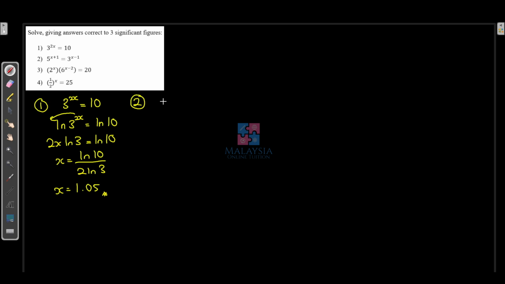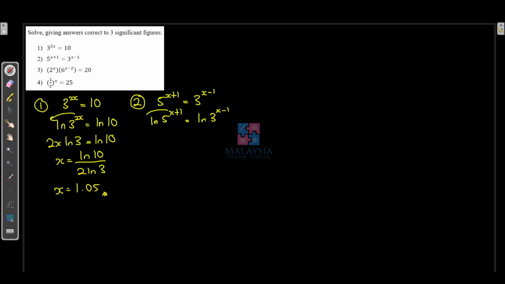For part 2, 5 to the power of x plus 1 equals 3 to the power of x minus 1. Again, you are going to do the same thing because 5 and 3 don't have any relation. 5 to the power of 1 is 5, 3 to the power of 1 is 3, 3 to the power of 2 is 9. So straight away, we log both sides. So ln 5 to the power of x plus 1 equals ln of 3 to the power of x minus 1.